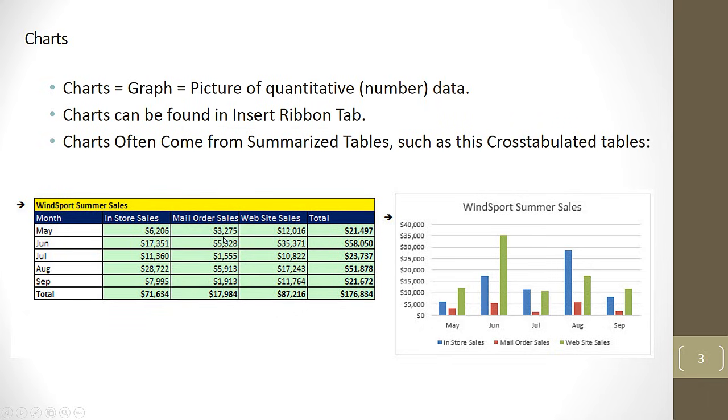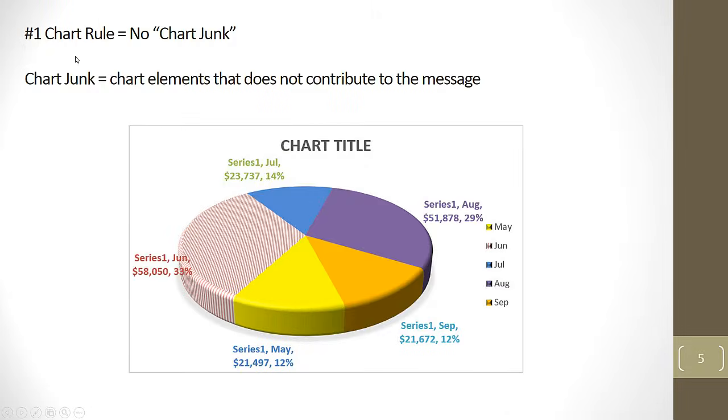Now, instead of seeing the individual numbers, we want a quick visual impression. We want to be able to quickly see trends and patterns or see relative difference. Like I can easily see this column, website sales for June is the tallest. Now, we want to go to slide number 5 and talk about our number 1 chart rule, which is no chart junk. Chart junk is defined as any chart element that does not contribute to your message.